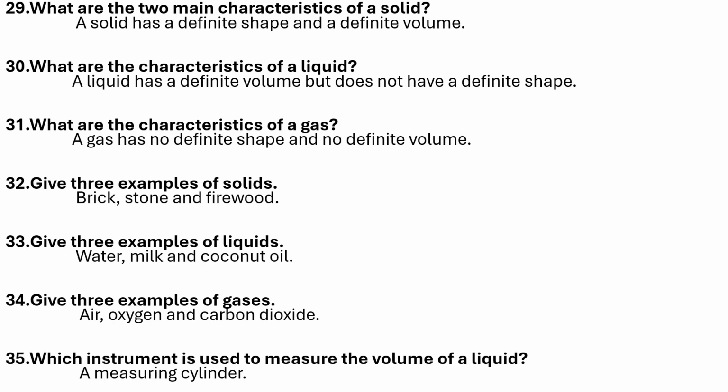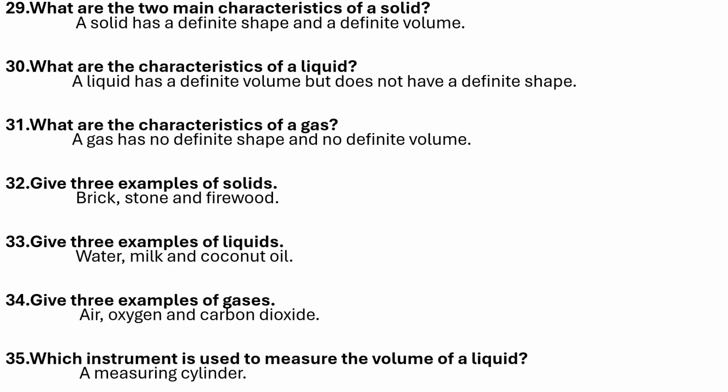What are the 2 main characteristics of a solid? A solid has a definite shape and a definite volume. What are the characteristics of a liquid? A liquid has a definite volume but does not have a definite shape. What are the characteristics of a gas? A gas has no definite shape and no definite volume.